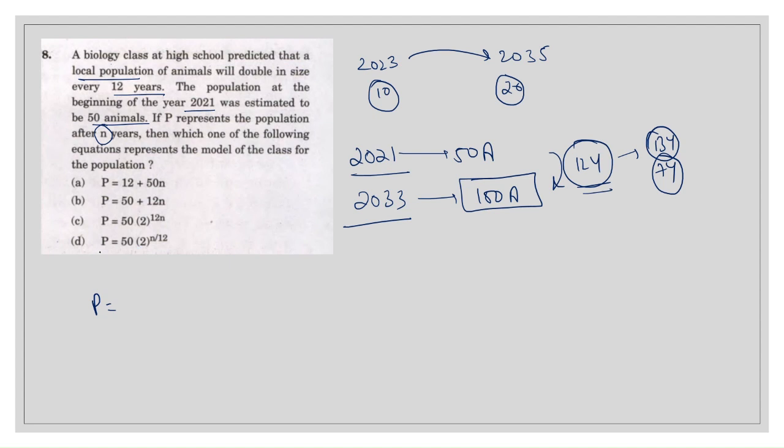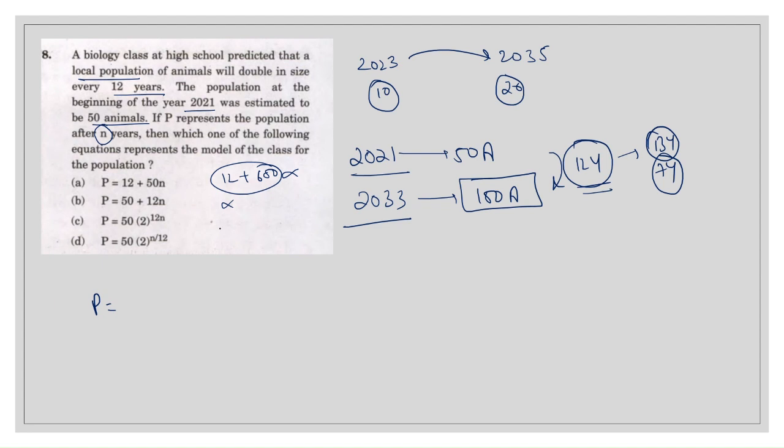Okay, after 12 years, the population, that is the value of P, will be equal to 100. So if we look for the first equation, obviously the correct answer नहीं होगा, because see 12 plus now 50 into 12 will be equal to 600. So obviously ये first option गलत हो गया. Then second option here says 12 into 12, so it will be 144 plus 50. Again this is also wrong.